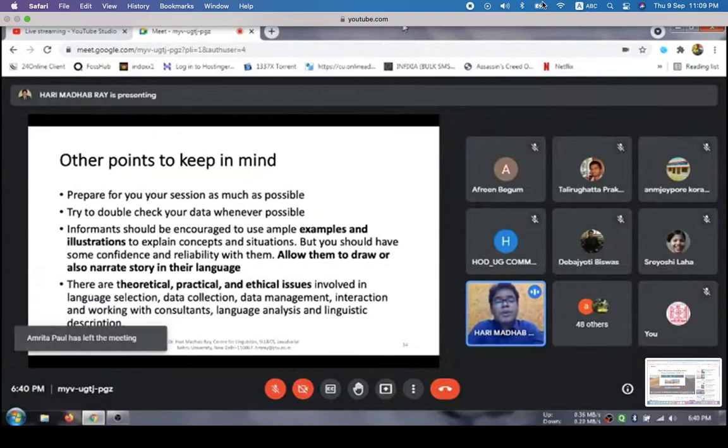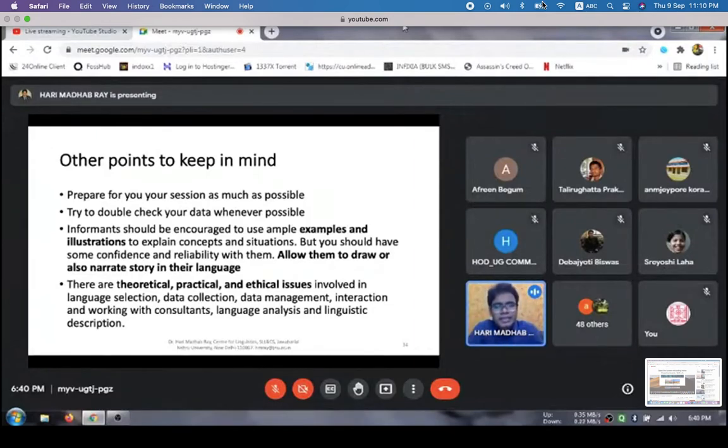And especially in fieldwork, Professor Indrila Guha initially talked about some ethical issues. To talk about the ethical issues, I need at least 2 hours. I cannot talk about them now, but there are many ethical issues involved when you are talking about fieldwork and research. There are many theoretical, practical, and ethical issues involved in language selection, data collection, data management, interaction and working with consultants, language analysis, and linguistic description.